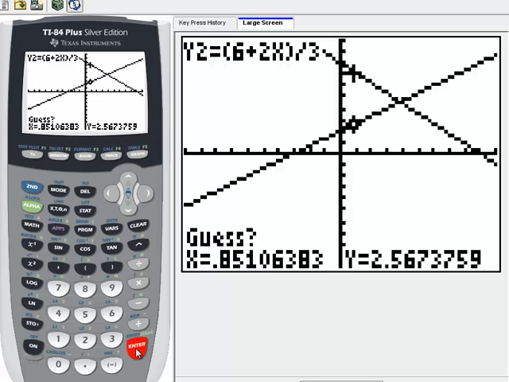Now the calculator is asking us to take a guess as to what the intersection is. It needs us to do this graphically, so we need to move that calculator cursor over, which you do by hitting this navigation key. Let's go over to the right.